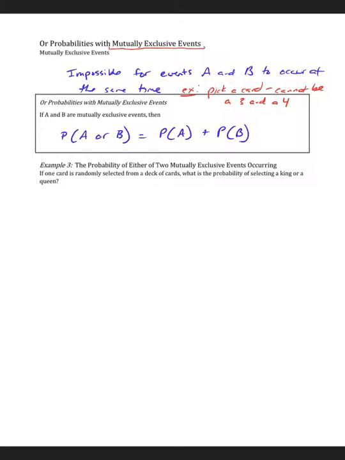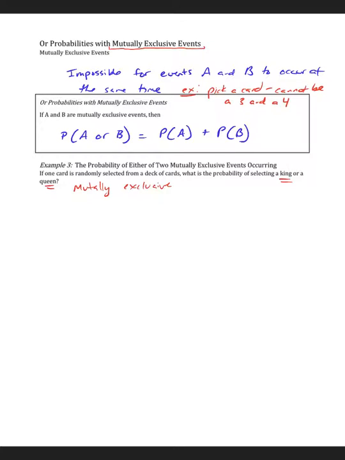Now, we know here that these events, a king or a queen, would be mutually exclusive because they cannot happen at the same time. You can't choose a card and it be a king and a queen. Therefore, they are mutually exclusive.